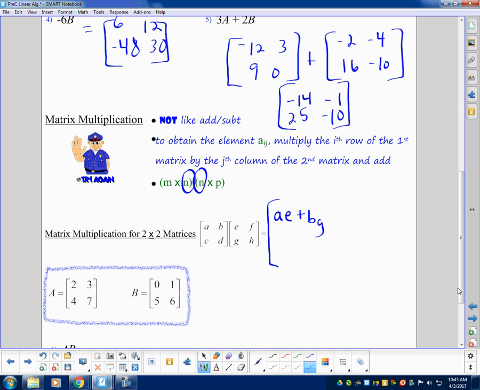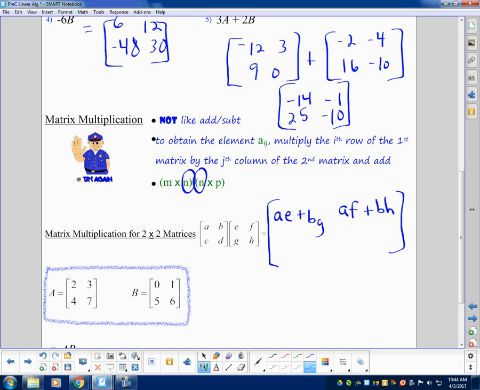And then you continue that pattern. I take the first element of the first row of the first matrix times the first element of the second column, A times F, and then plus B times H. And that will give me the top right element. So it's A times F plus B times H.